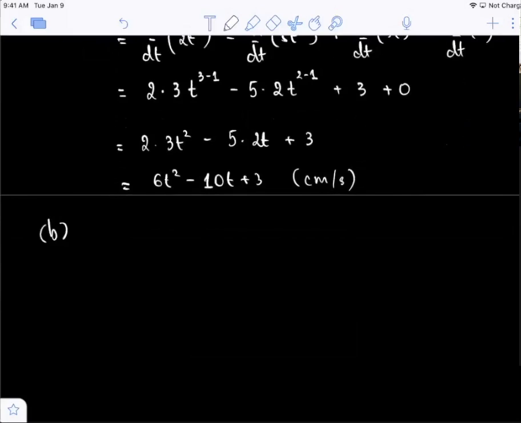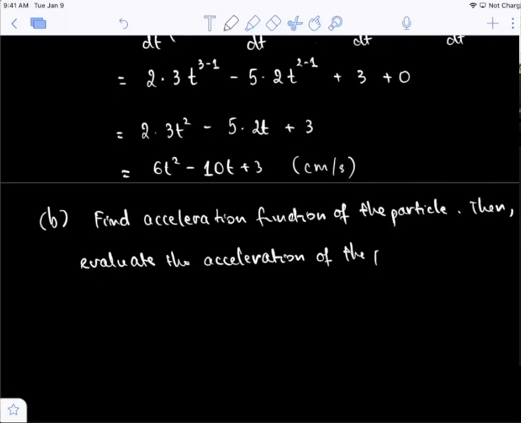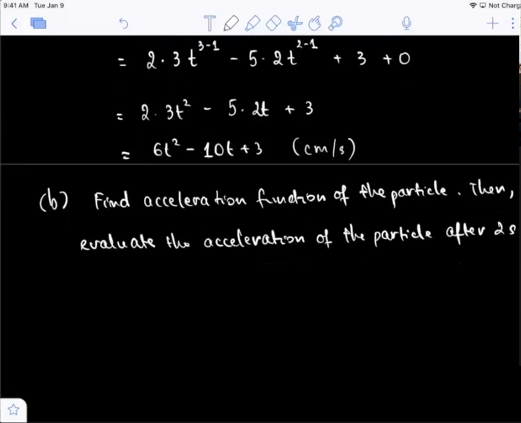So part B, find the acceleration function of the particle. Then evaluate the acceleration of the particle after 2 seconds.